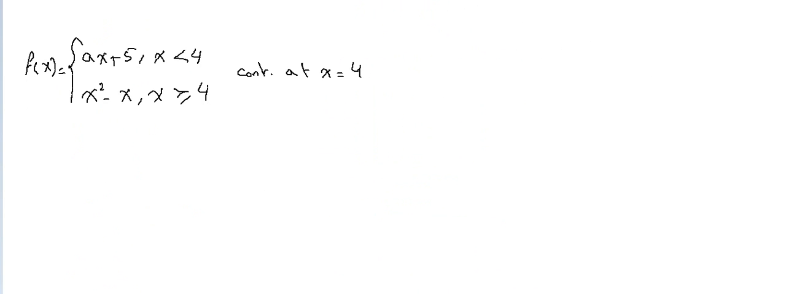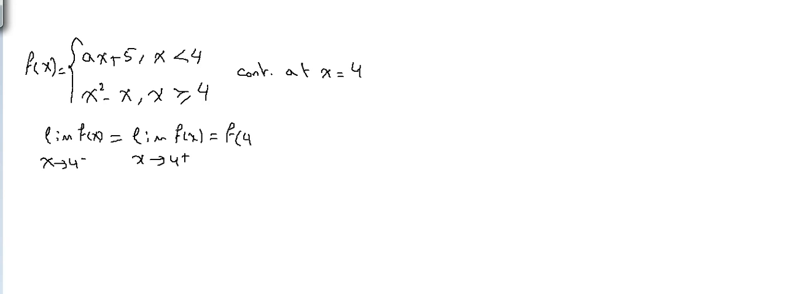What is the meaning of it being continuous at x equals 4? This means the limit of f of x as x tends to 4 minus equals the limit of f of x as x tends to 4 plus, and both of them are equal to f of 4. What does f of 4 equal? When x equals 4, we substitute it in the second part of the function. So it will be 16 minus 4, and that is 12.